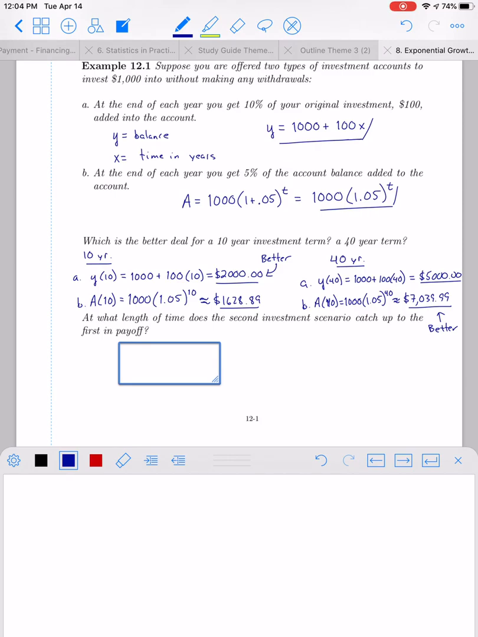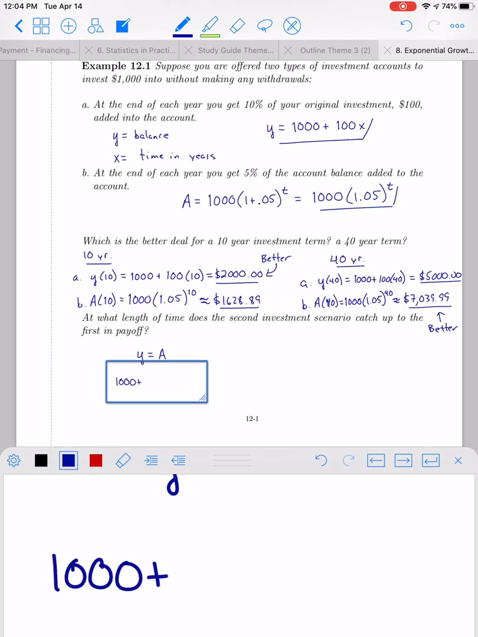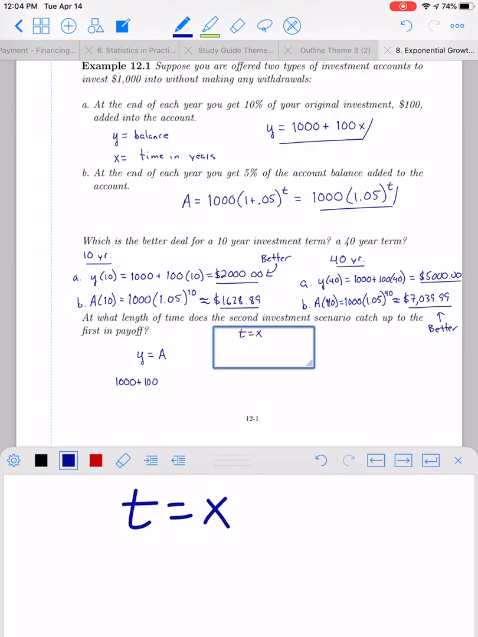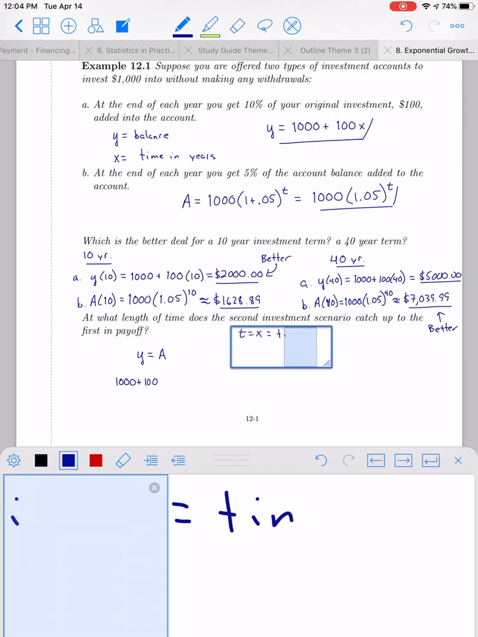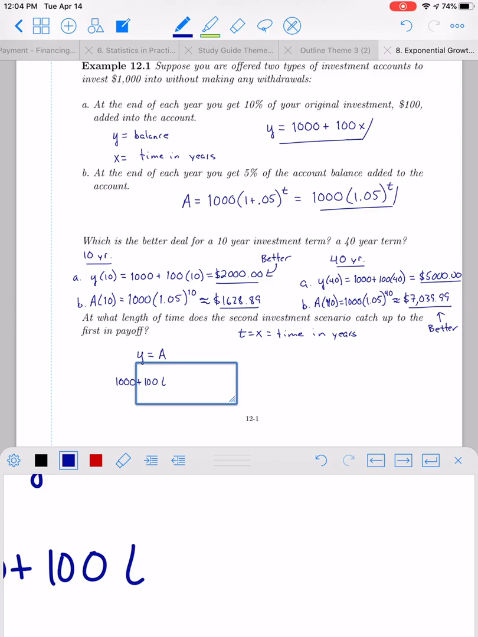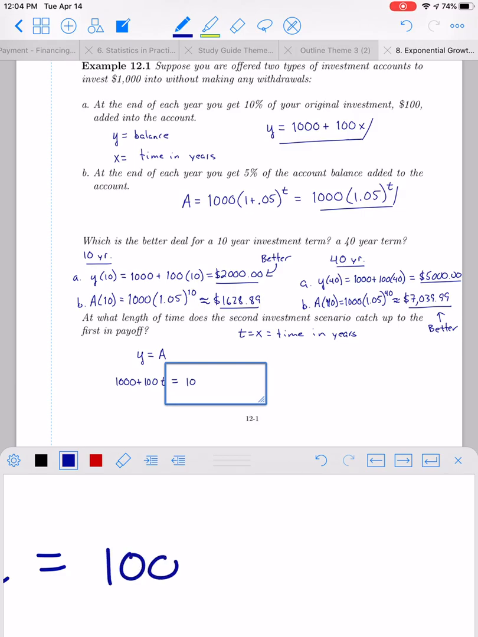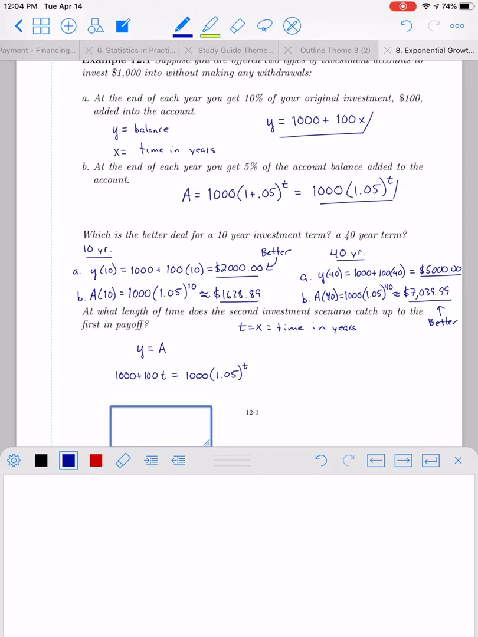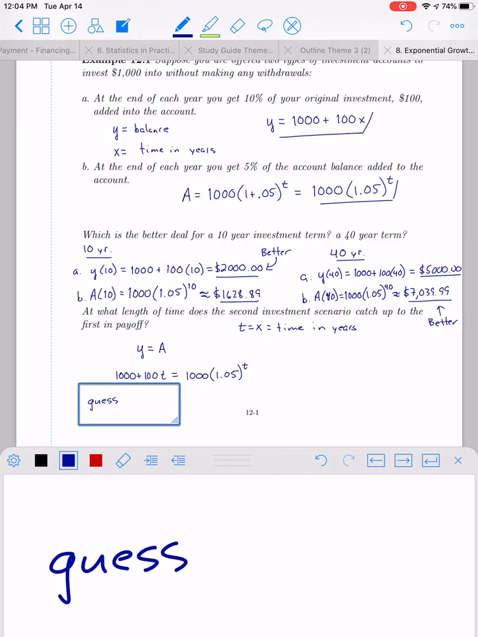What we're really looking for is, when is y equal to a? So in other words, when is 1,000 plus 100, and instead of t or x, I'm going to use t. They're both time in years, so they're the same unit, and we can just use the variable in both places. 1,000 plus 100t is equal to 1,000 times 1.05 to the power of t, and guess and check. Right, that's the best thing we can do.